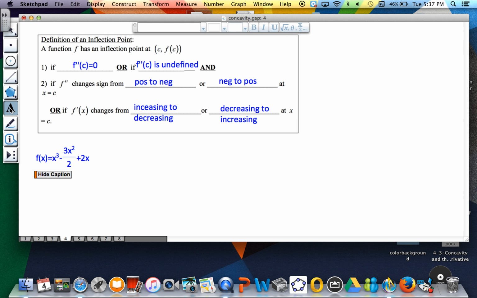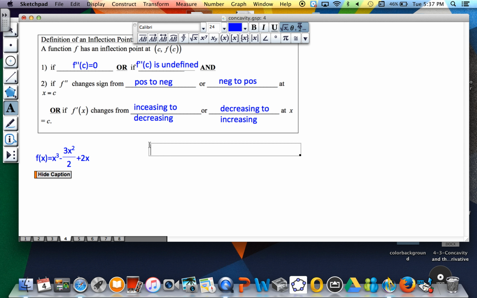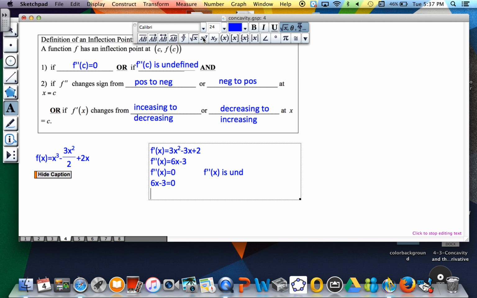Here's an easy example. f of x is equal to x to the third minus 3x squared over 2 plus 2x. So the first thing we'll do is find f prime of x. So 3x to the second minus 3x, right, plus 2. Then we find the next derivative, the f double prime. And so that's going to be 6x minus 3. We look at when f double prime of x equals 0, or when f double prime of x is undefined. It's never going to be undefined. You've got a linear function. So 6x minus 3 equals 0 when x is equal to 1/2, right?